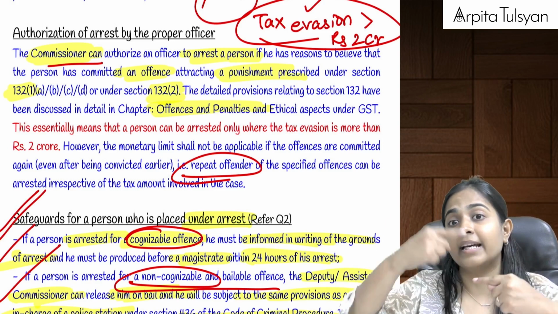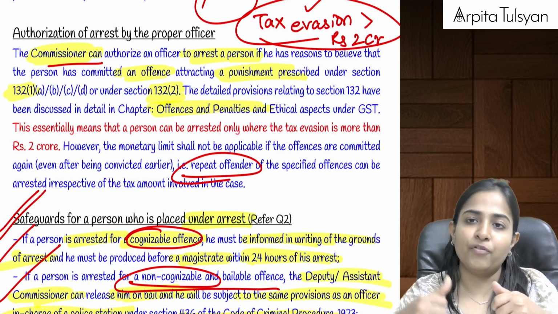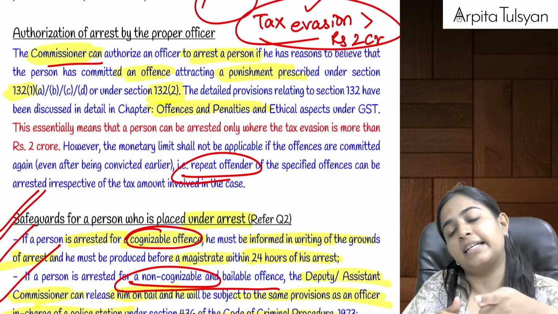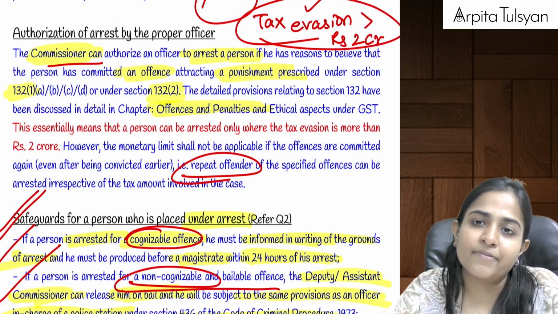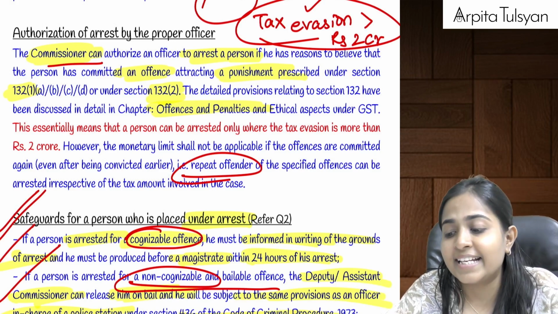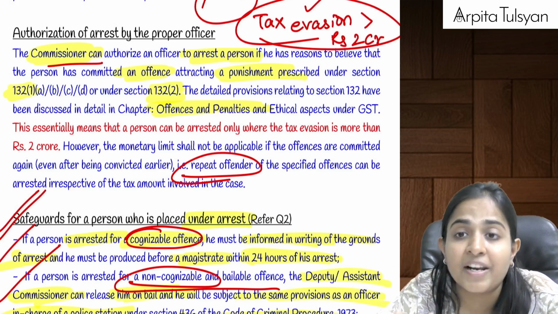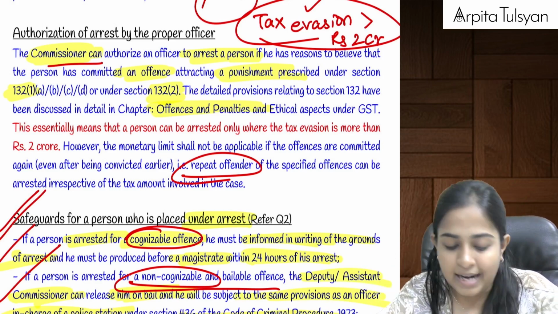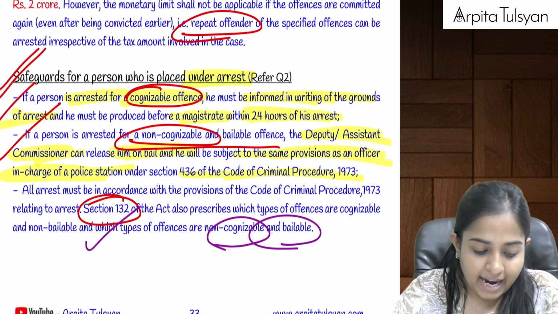But if he is a repeated offender, if he was convicted earlier and now has done the same thing again, then we will not check the monetary limit. Even if he has done something of a lesser amount, he will be liable for arrest. Are you clear with this?